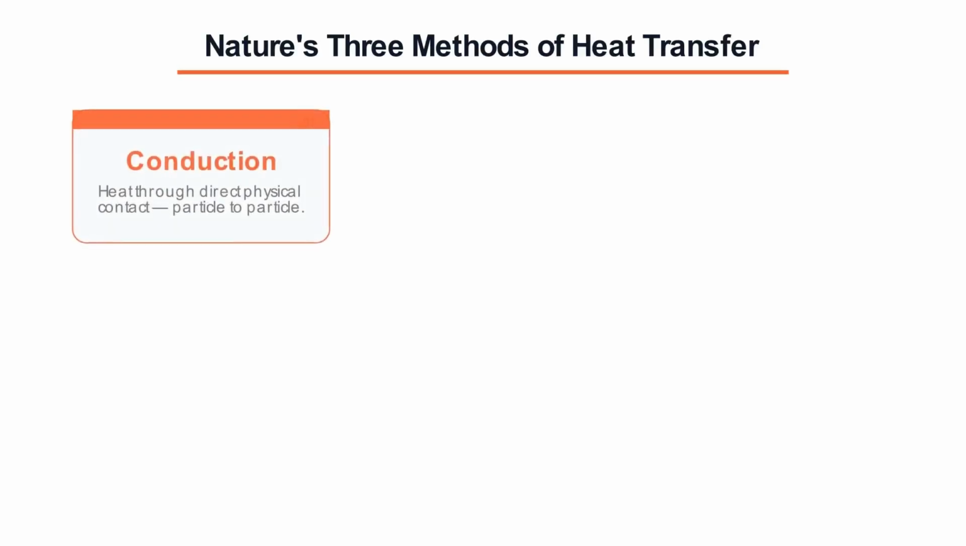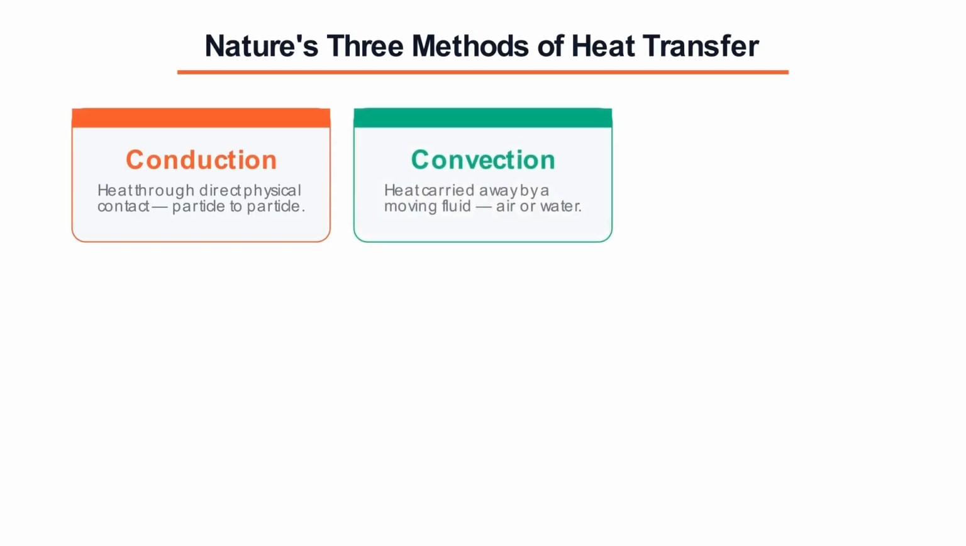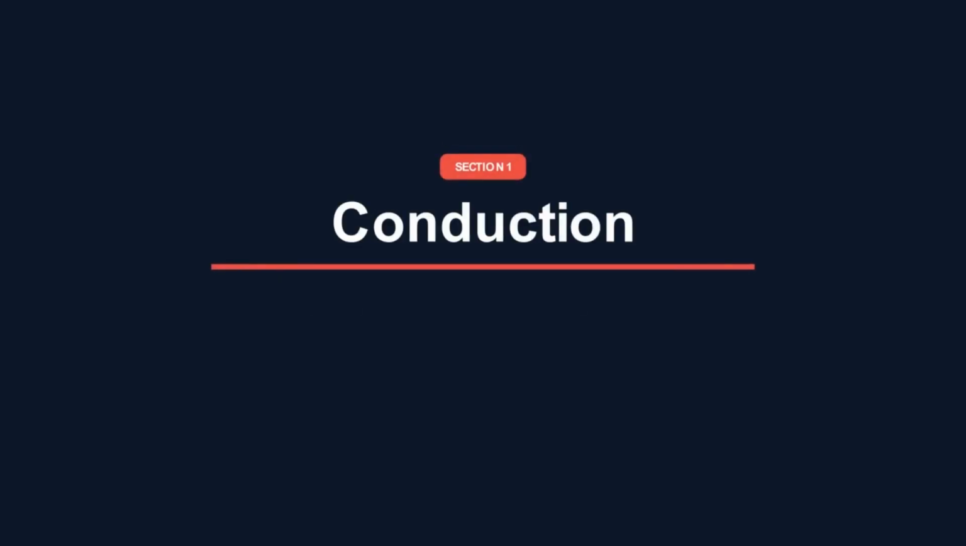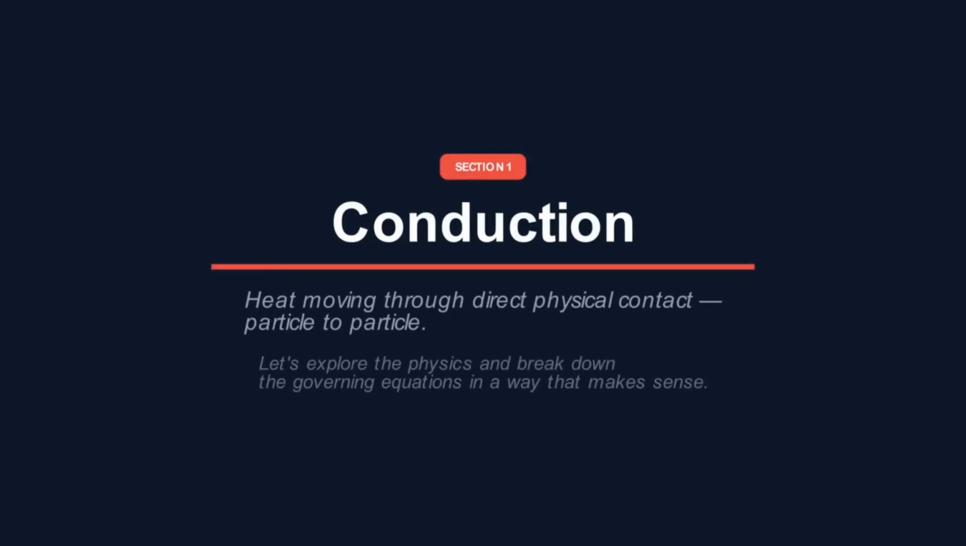Welcome to Academic Engineering. Today, we're diving deep into heat transfer, one of the most fundamental topics in engineering and physics. Heat transfer simply means the movement of thermal energy from a hotter region to a cooler one, and nature has exactly three ways of doing this. First, conduction: heat moving through direct physical contact, particle to particle. Second, convection: heat carried away by a moving fluid like air or water. Third, radiation: heat traveling as electromagnetic waves, no material needed at all. Let's explore each one, understand the physics, and break down the governing equations in a way that actually makes sense.